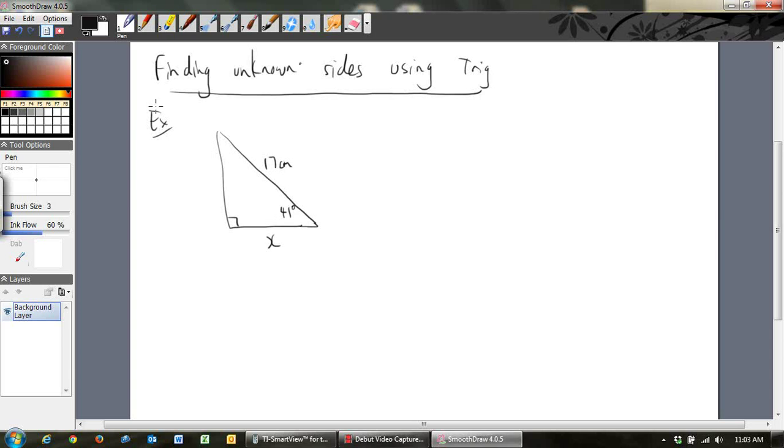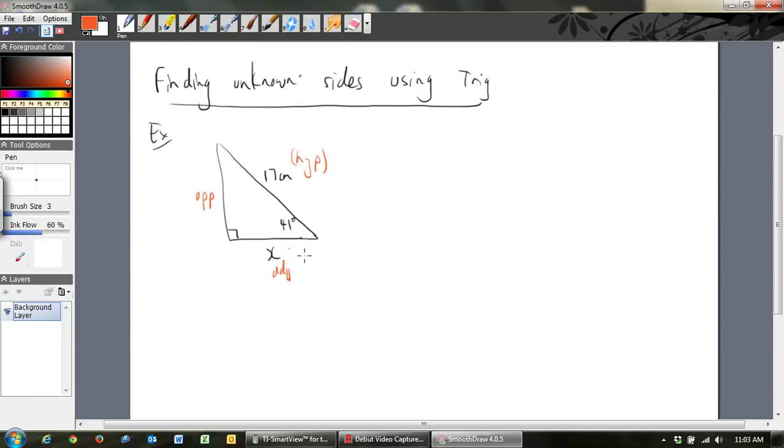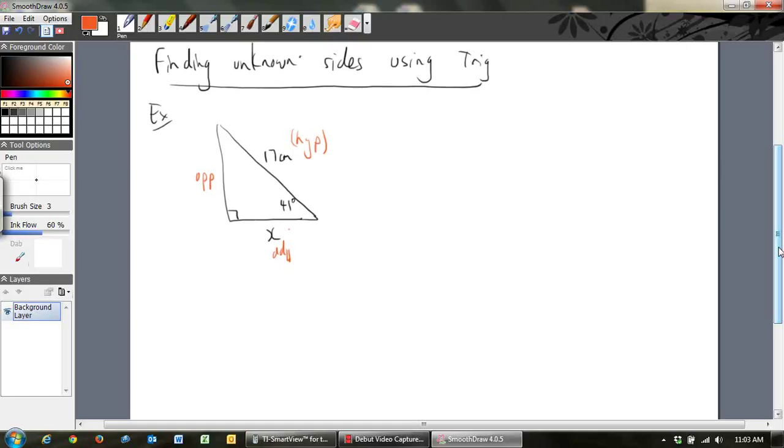Okay, so firstly, the first thing to do is figure out which side is which. So let's have a look at this. This here is the hypotenuse. Over here is the opposite side, and here's the adjacent side. Okay, so let's figure out what ratio we need to use. Hopefully you're yelling at me saying cos, cos, cos, it's got to be cos. And yes, it is cos.